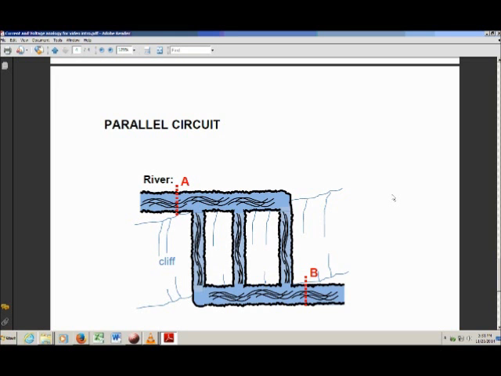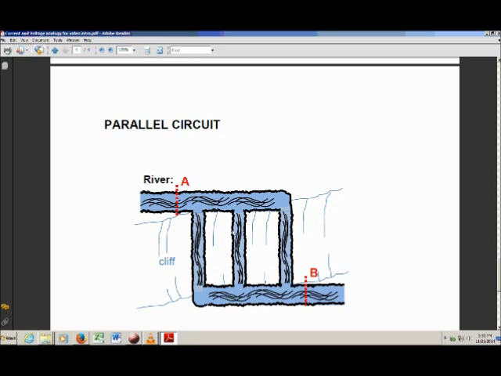So now I'll talk about a parallel circuit, and as usual I'll start by talking about a river instead. So imagine you've got a river, it flows up to the edge of a cliff, and it splits into three separate waterfalls. It falls down over the cliff in three streams. And at the bottom of the cliff, those three waterfalls pool together, and then the river flows away.